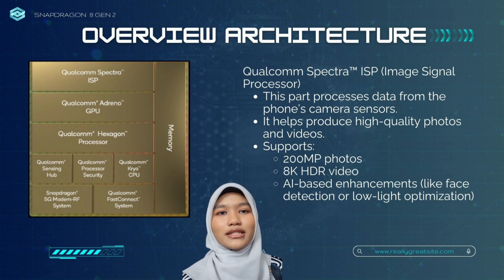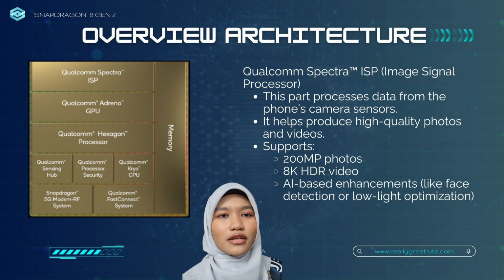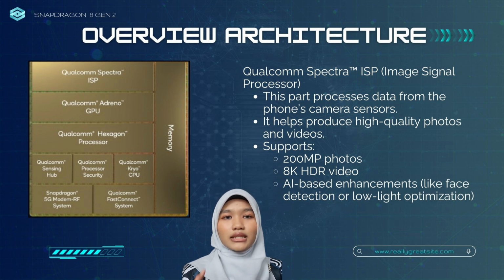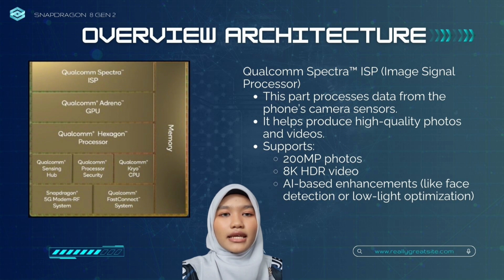The first component is the Spectra ISP, also known as the image signal processor. This part is responsible for handling everything related to the camera. It processes photos and videos from multiple camera sensors. The Spectra ISP supports ultra-high quality features like 200MP photos, 8K HDR videos, and real-time face detection using AI. It helps produce sharp, bright, and beautiful images, even in low light.